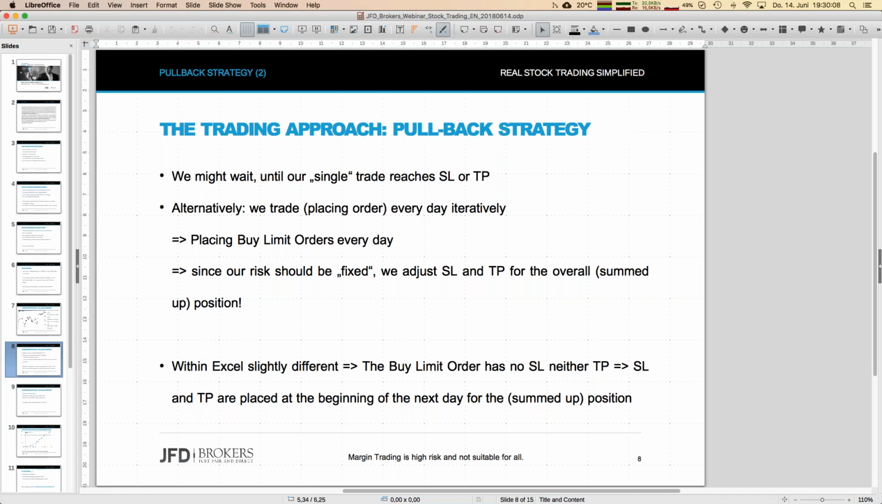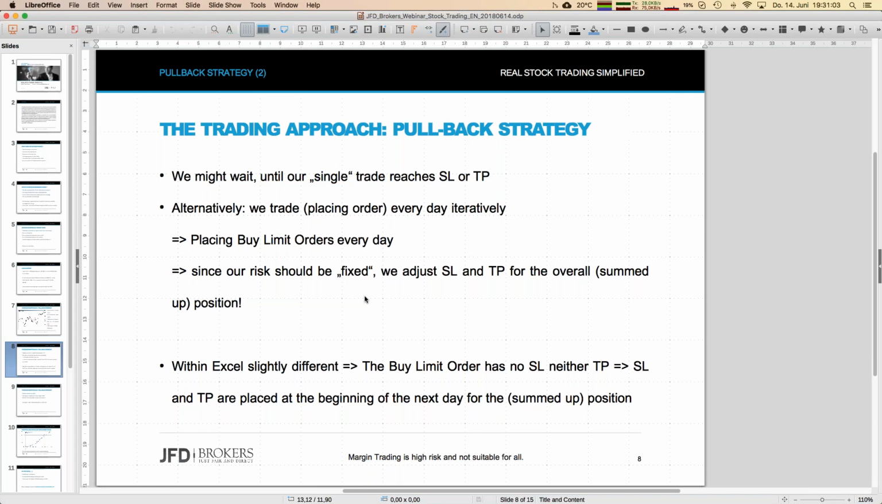So the first alternative has been, whenever the first trade starts, we do nothing until that trade reaches stop loss or take profit. Or, second idea, we do it every day. There will be a lot of days where the buy limit order would not be filled. But anyhow, we do it every day. But since we use a fixed amount of risk money, we have to adjust our stop loss for the overall summed up position. Same for the take profit. So finally, if that trade sequence goes to stop loss, we will lose that fixed amount of money. Same for the take profit. So we think in trade sequences and not in single trades.